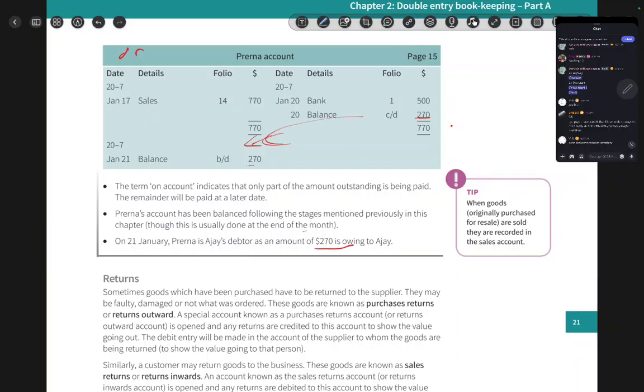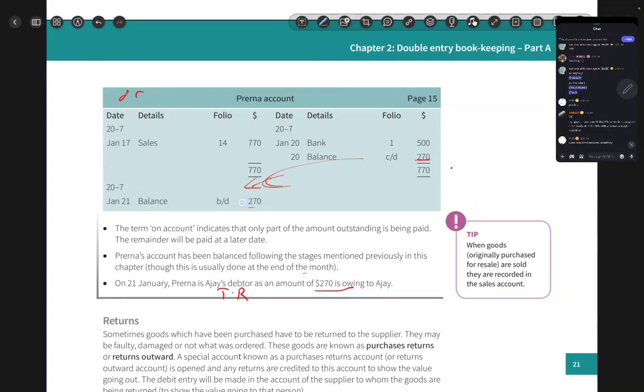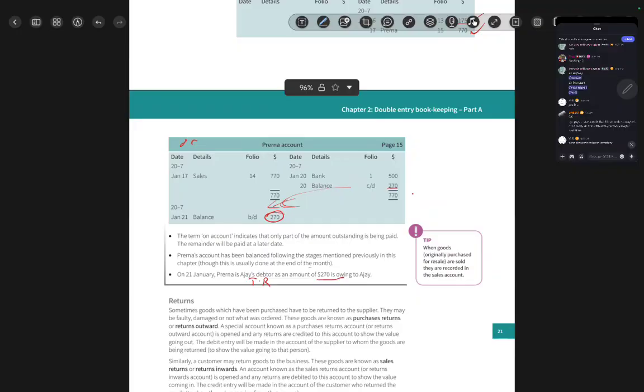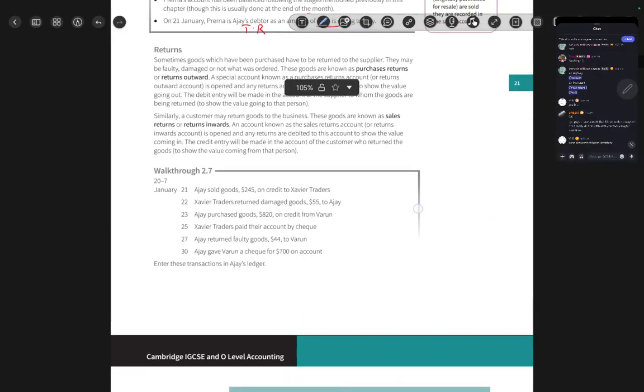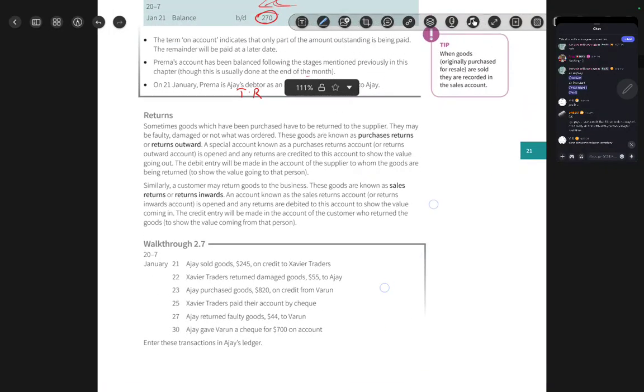Now, debtor means trade receivables. This is a different name. And creditor means trade payables. 270 is owing to Ajay. So Ajay will receive this money from Prerna today or tomorrow or one day. And it's not guaranteed. Maybe Prerna runs away with the money and doesn't pay it, but that's a different chapter. There's a whole chapter for that, and it's called irrecoverable debts. Now, sometimes goods that have been purchased have to be returned.